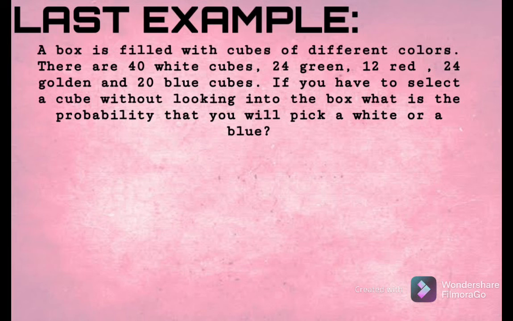Last example. A box is filled with cubes of different colors. There are 40 white cubes, 24 green, 12 red, 24 golden, and 20 blue cubes. If you have to select a cube without looking into the box, what is the probability that you will pick a white or a blue? We will use the given steps on how to solve probability word problems using the formula.